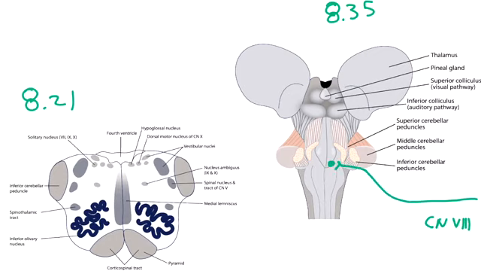Then the nucleus will then send up fibers through the lateral lemniscus. Now, knowing where the lateral lemniscus is located on a cross-section is not going to be super helpful for Step 1 purposes. What will be helpful is knowing that the fibers from the nucleus of cranial nerve 8 go to both the superior olivary nucleus on the ipsilateral and the contralateral side.